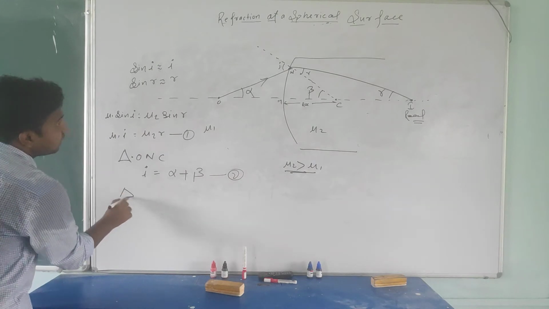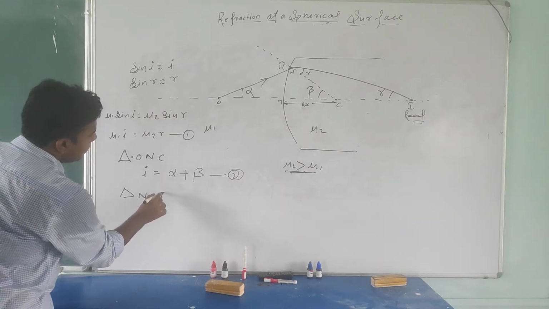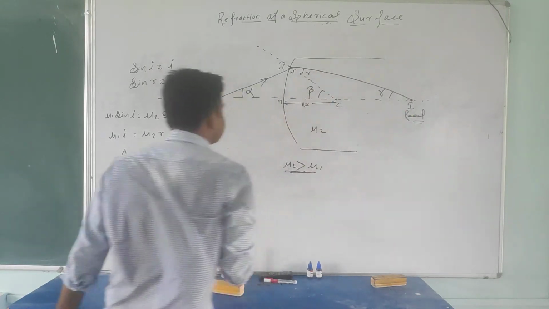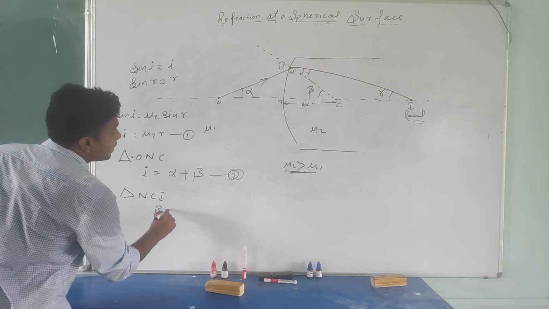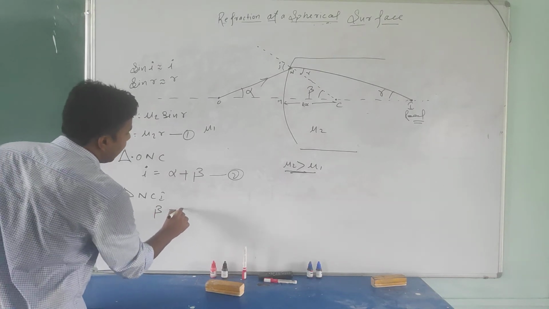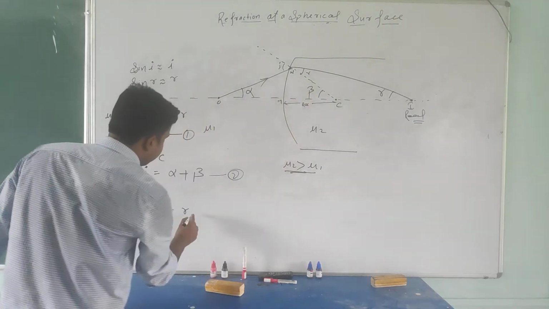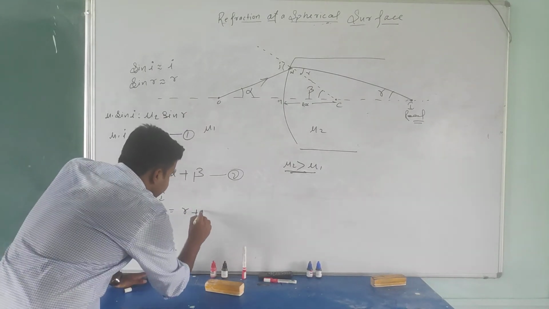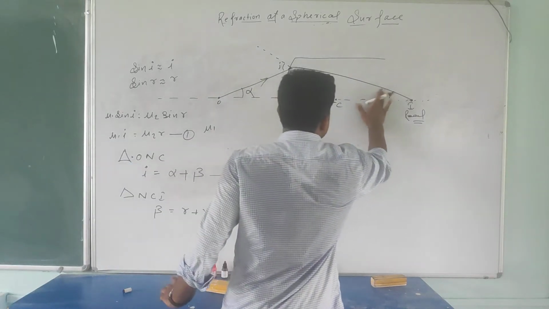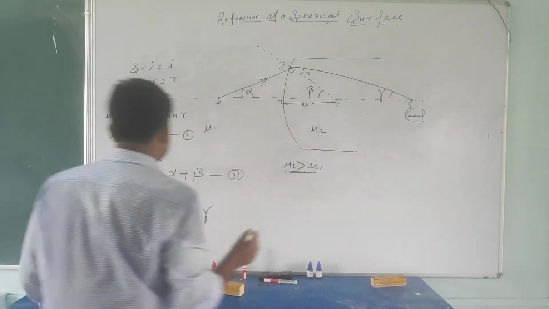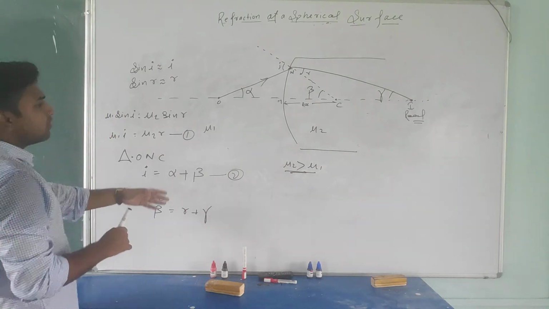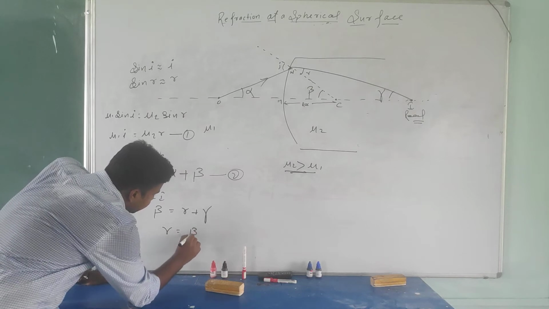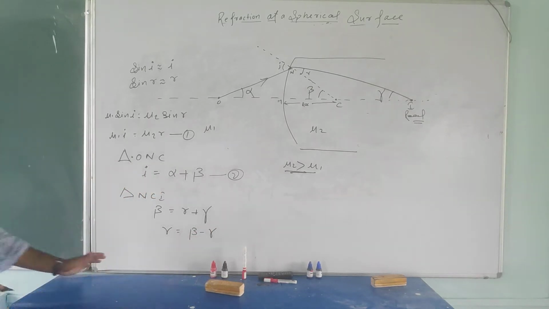Now look at the triangle NCI. I am talking about this triangle. In this triangle, what you can write is beta equals r, this angle is r, plus gamma. Gamma and r look similar, so I am writing gamma like this. Okay student, this is gamma. But here what we need is r. So I am writing r equals beta minus gamma.